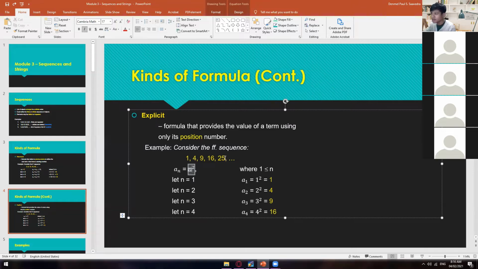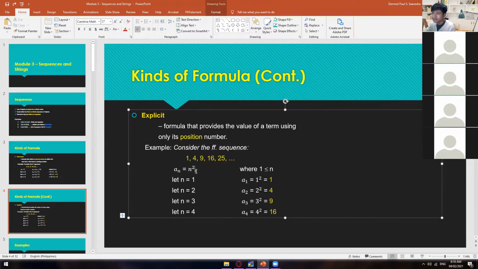And here, we've only shown up to the 5th term. So 5 times 5 is 25. 4 times 4 is 16. 3 times 3 is 9. 2 times 2 is 4. And then 1 times 1 is 1.